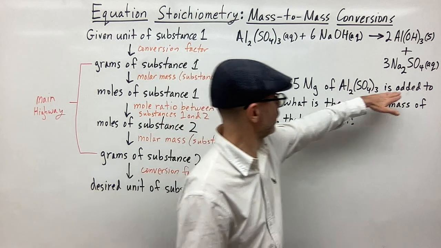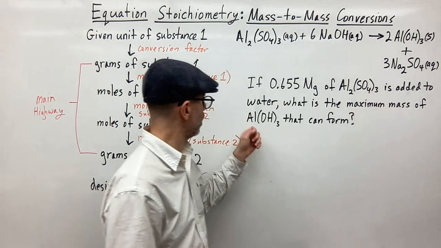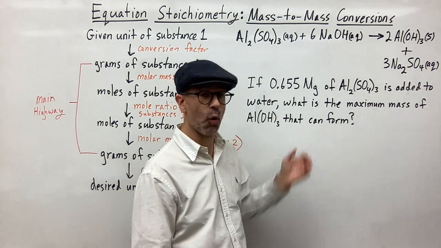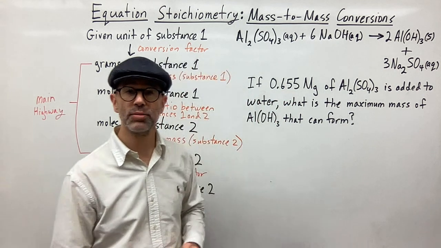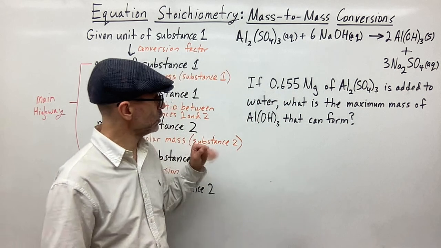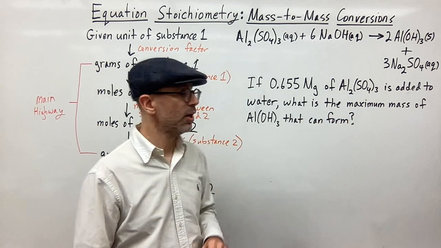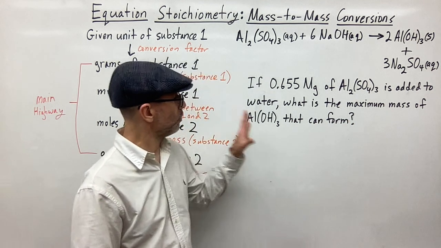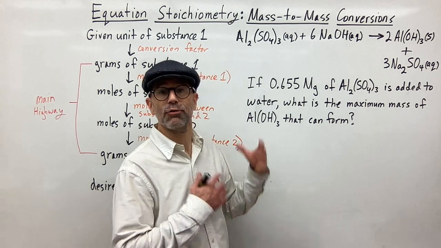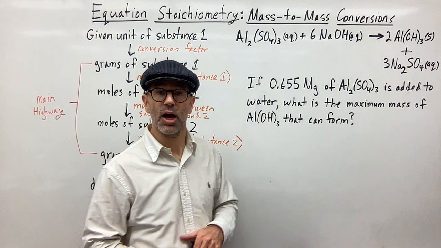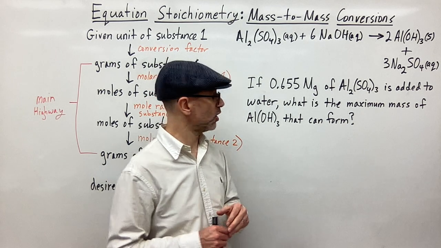And they're saying this is added to water, then the question is, what is the maximum mass of aluminum hydroxide that can form from this amount of aluminum sulfate? Before we get in, don't get hung up on the word maximum or minimum. Just read it as: what is the mass produced of this substance from this amount of substance given, assuming that it reacts completely and we don't lose anything, it's 100% efficient and all that stuff.